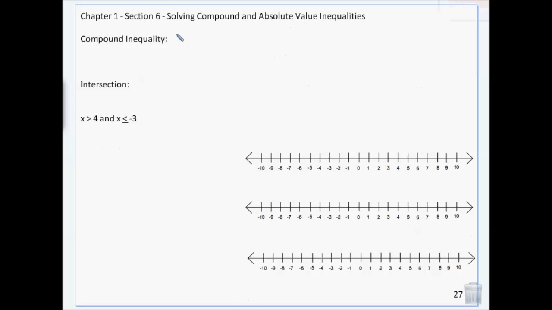Compound inequalities use and, or. A compound inequality is like a compound sentence. It's two inequalities joined together.